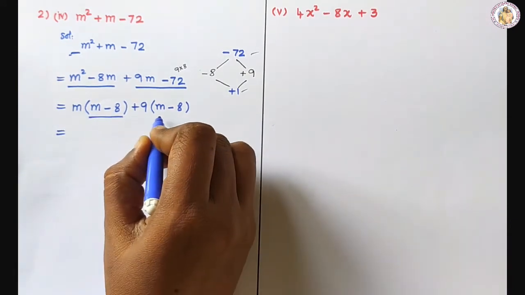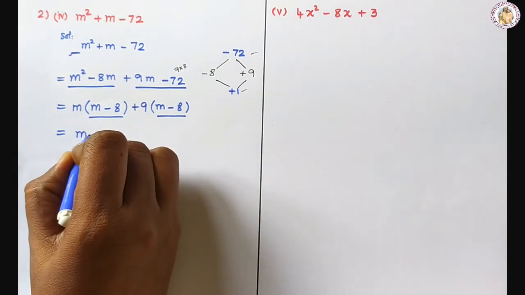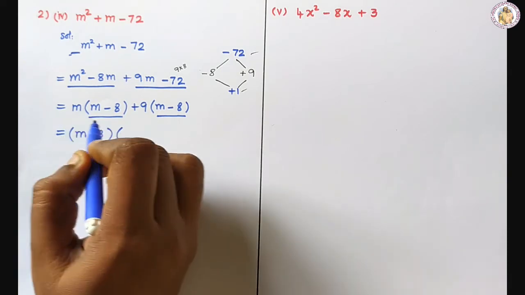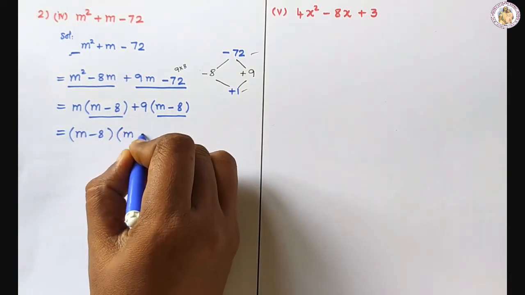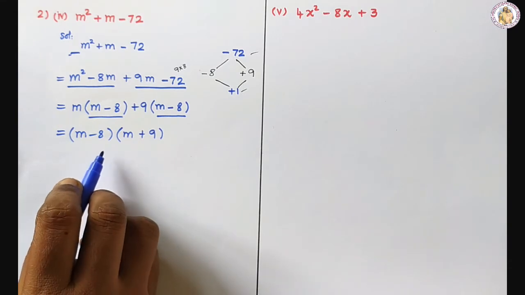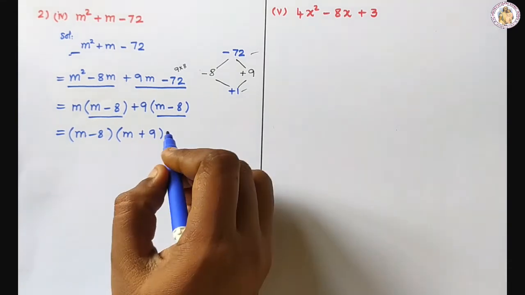In this term m minus 8 is common. So taken out m minus 8. What's the balance here? m plus 9. So m minus 8 into m plus 9 is the answer.